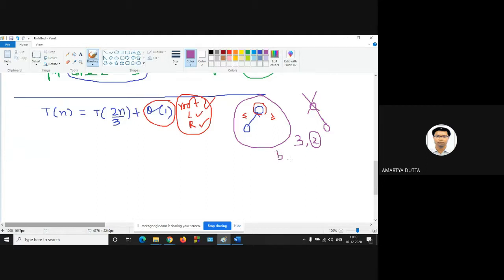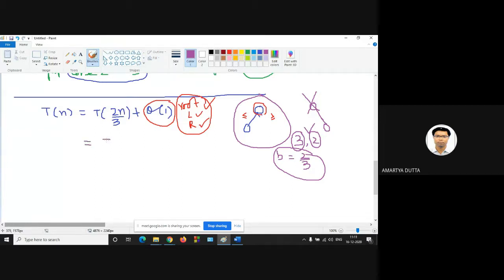now your B becomes 2 by 3. Among three nodes, two nodes are there. In case of worst case, two nodes are there among the three. So your B is equal to 2 by 3.